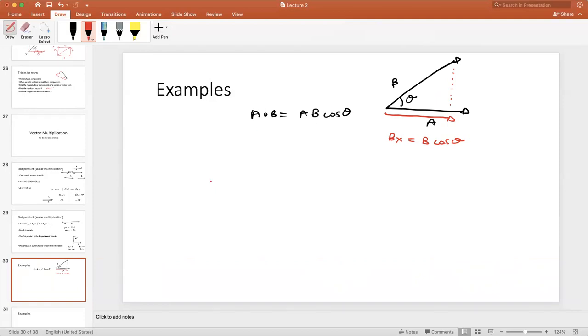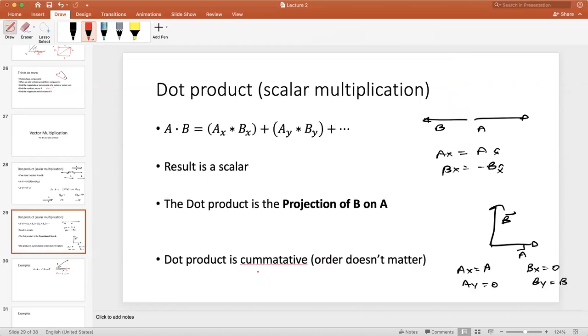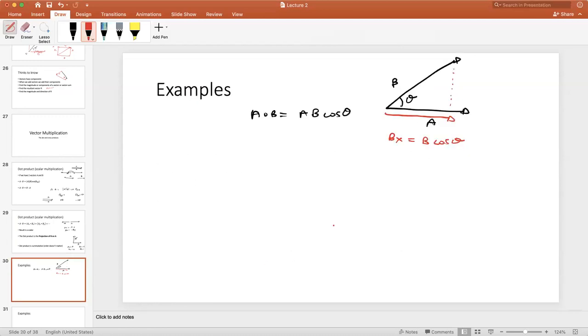It tells you how much the two vectors are reinforcing each other and how much of the vector is perpendicular to A. How much of B is parallel to A, how much is perpendicular? We'll talk about that in a minute. It's commutative because it doesn't matter if we do B dotted with A or A dotted with B. Cross product is not commutative, but the dot product is. We can do it in any order we want.